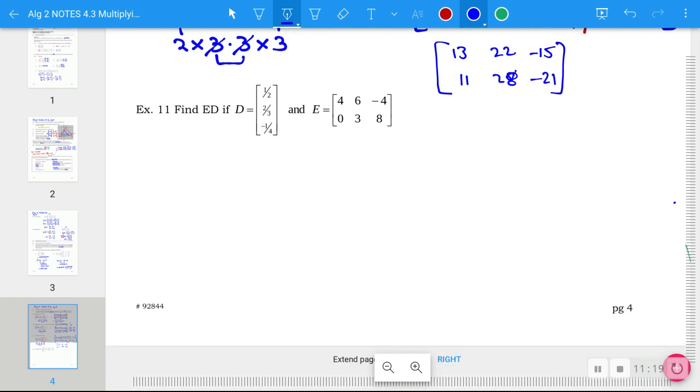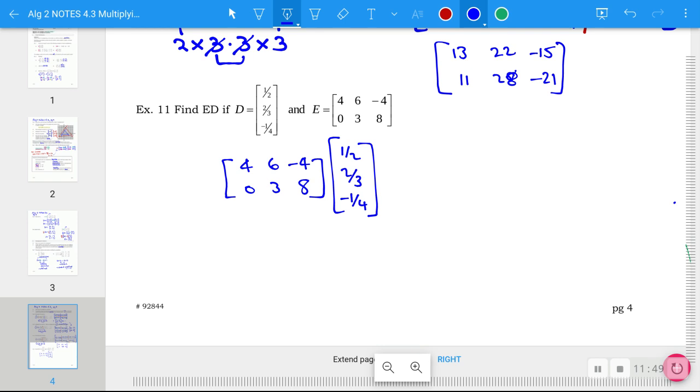Okay, I'm just going to help you set up. Well, I'm going to go ahead and do this last one here. It does say to do E times D, so even though it's given to you in the wrong order, you have to make sure that you have E in front. And we have 1/2 here, 2/3, and negative 1/4. Okay, there's E times D.